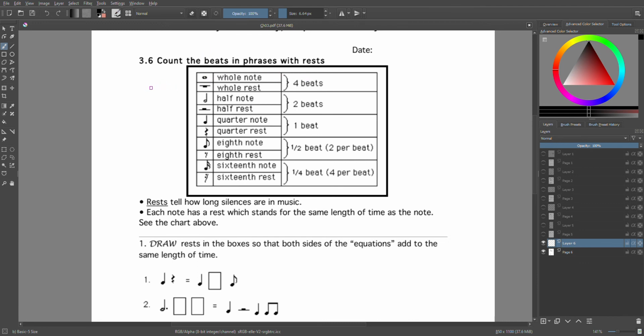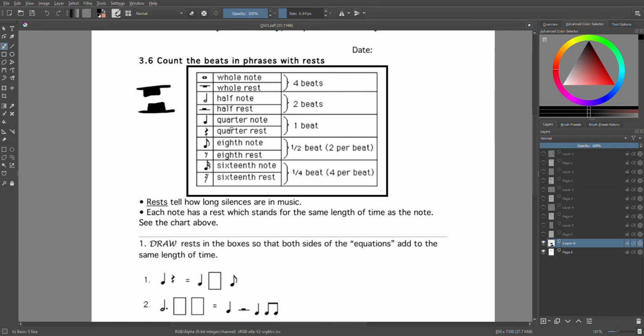We have a whole rest. I'm going to make that a little bigger so you can see it. Kind of looks like a hole in the ground. Huh, fancy that. Now we have a half note. We also have a half rest, and that looks like this. Looks like a hat. Whole note looks like a hole in the ground. Half note looks like a hat.